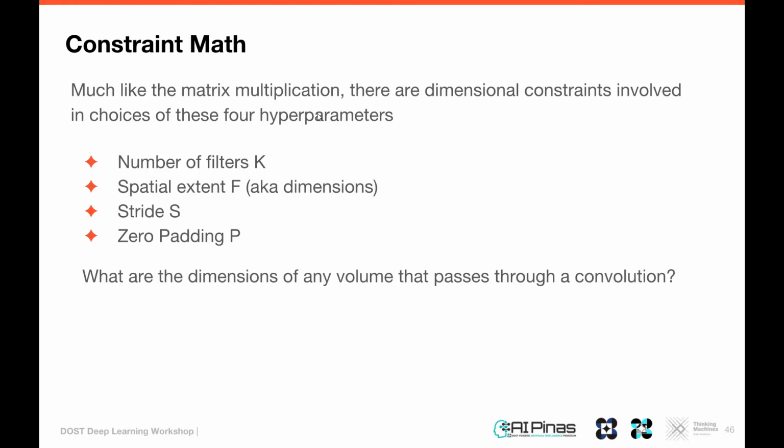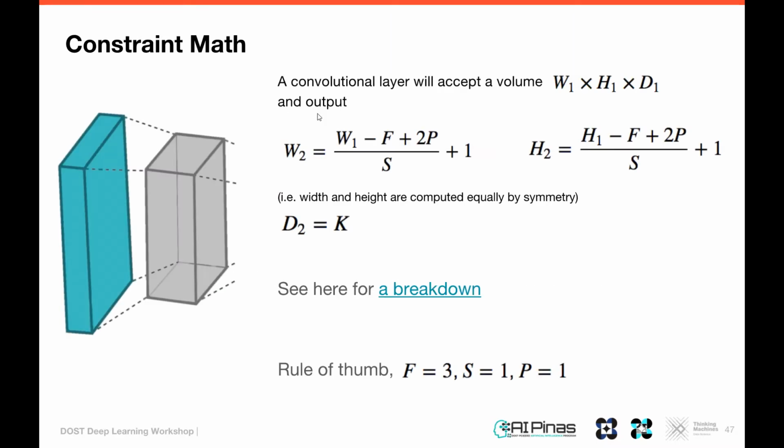Think for a moment about the dimensions of any volume that passes through a convolution. Any convolutional layer will accept some volume with a width, height, and depth, and it'll output a volume with a new width, height, and depth. We linked here for a breakdown of how this math works out. It's really straightforward algebra, really. And the rule of thumb is if you are trying to build your own convolutional neural network and just want to use something that works generally well, you want to use an f of 3, stride of 1, and a padding of 1.